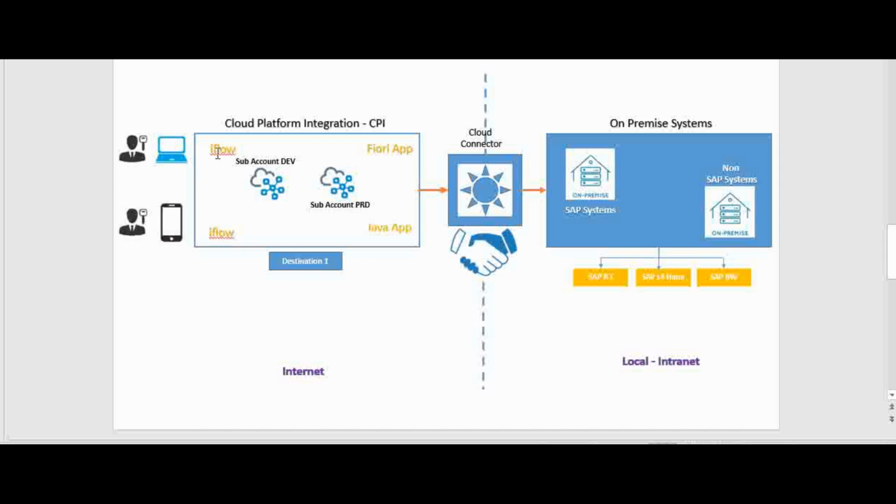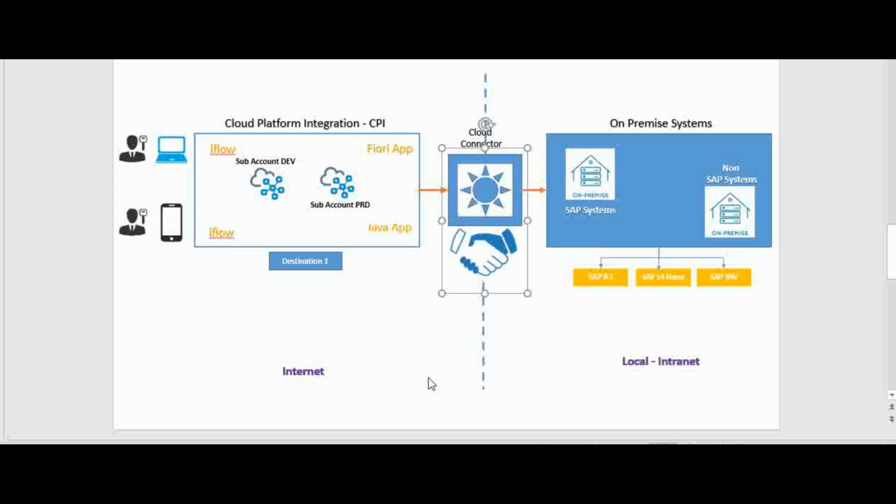So this iFlow, the user will call this iFlow endpoint either through a browser or through any application program. This will connect to our on-premises SAP system, which is the place we are sitting now. So how will this iFlow understand the service inside this network? That is what the cloud connector is going to do.